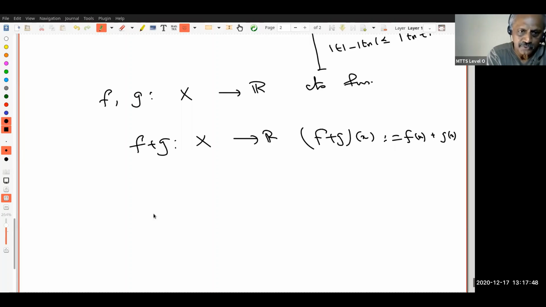That's what I'm going to do. Okay, let us first do the easy proof. What is the easy proof? So you give me a sequence; fix an x in X. I have to prove continuity of f plus g at x.